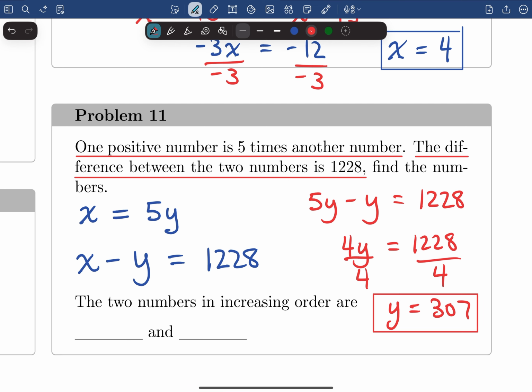How do I find x then? Well, you'll remember we had a statement that set x and y in a relationship with each other. x is 5 times y. So to find x, we're going to multiply 5 times y, which is 307. 5 times y gives me 1,535.